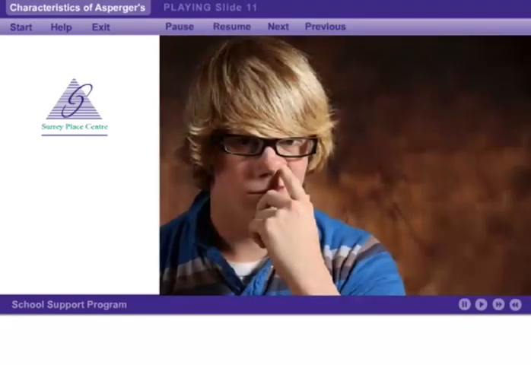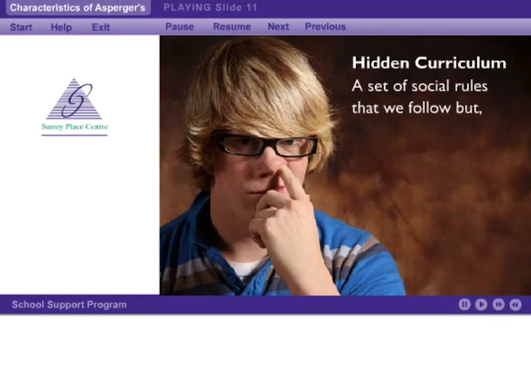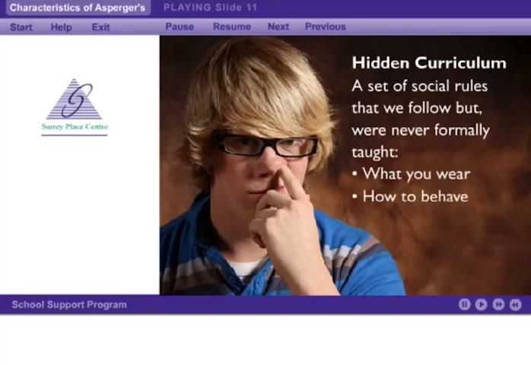Another mystery to students with Asperger syndrome is the hidden curriculum. This is a set of social rules that we all follow but were never formally taught. The hidden curriculum dictates what you wear, how you behave, when to speak, and what you talk about. It differs by age, gender, culture, and situation. We learn such rules and norms through informal observation of others in settings where these rules are at play. Our behavior is influenced by the consequences of either following or not following such unspoken rules.